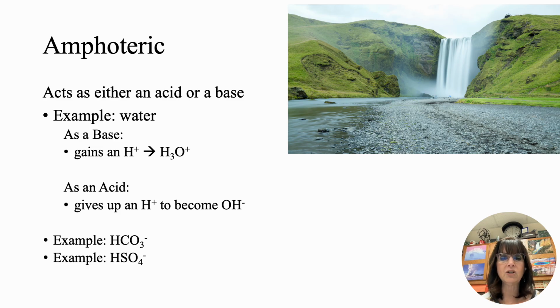Now, why is HCO3 an example? Well, think about this right here, okay? It's negative. That means it will gain an H. But doesn't it also have an H it can get rid of? Yeah, it does. Same thing with this, HSO4 negative. The negative implies that it would love to take on another H. It still has an H it can get rid of. And that's what amphoteric is.